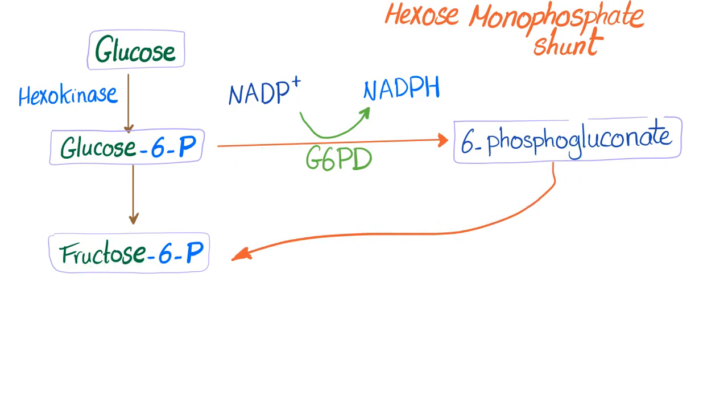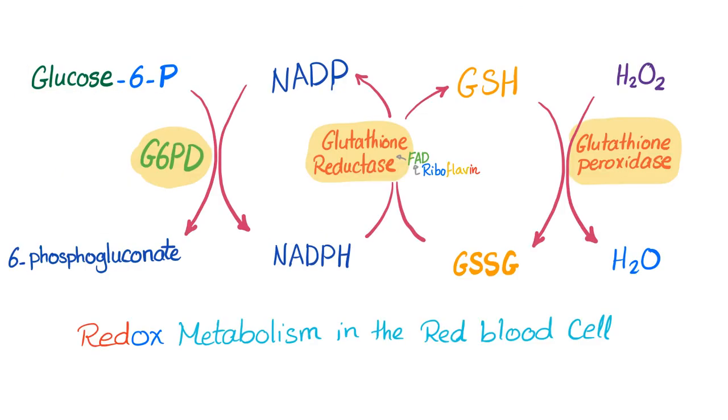What is the purpose of the shunt? A lot, actually. One of the purposes is to make NADPH, and this is very important. Why is it important? We'll see. But here is H2O2. It's a free radical. It's a political activist. I mean, it's a reactive oxygen species. Okay, we'd like to get rid of it. How about converting this harmful H2O2 into harmless water? That will be great. Glutathione peroxidase will do that.